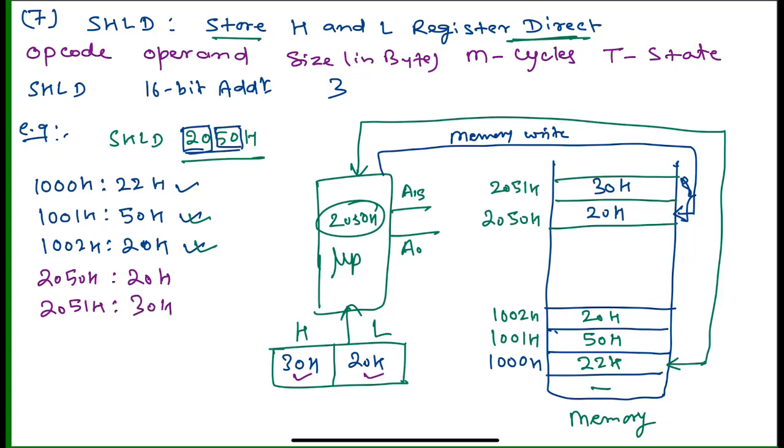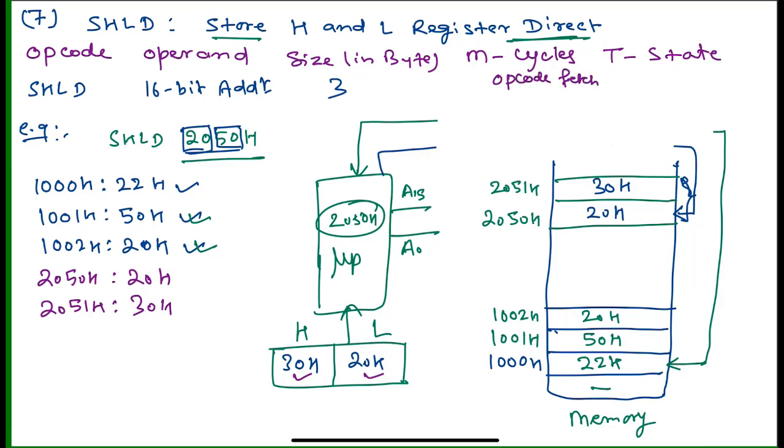So here, now to count the number of machine cycles, how many times it is accessing this memory chip, that is called the number of machine cycles. So by default we can write it here. By default the first operation is the opcode fetch operation. So here we can write opcode fetch operation, and this requires 4 T states.